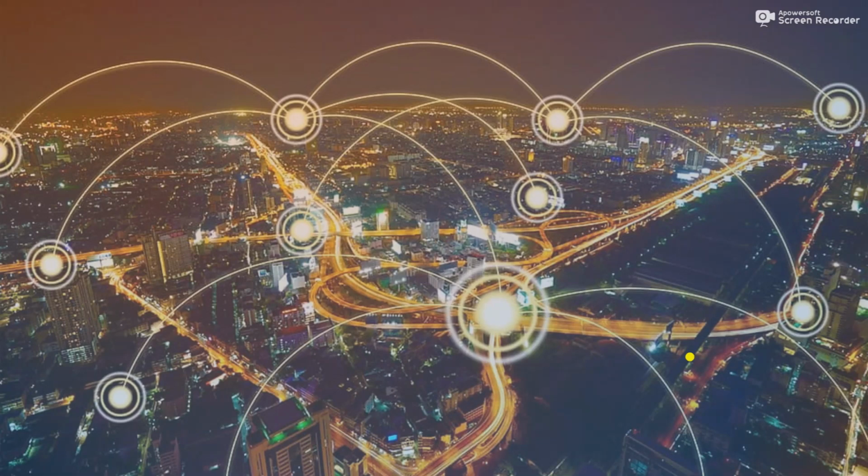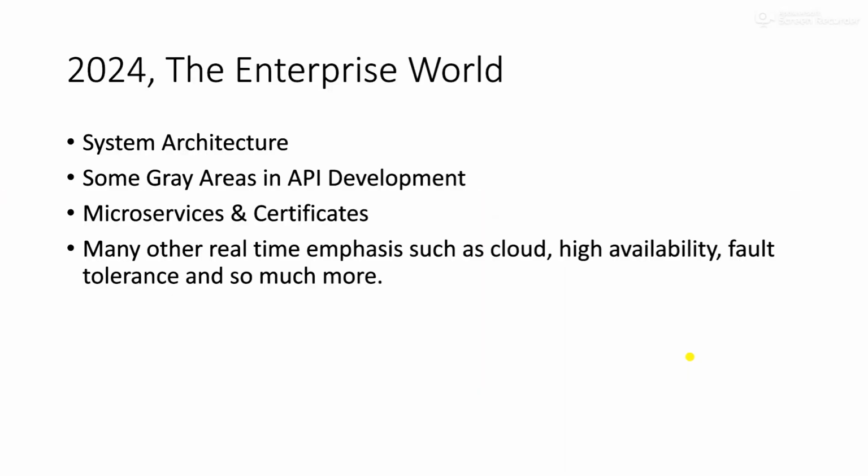So our solution will have to be deployed or released for a global impact, or it has to be consumed or used or serve so many customers, target groups, you name it. So this year's CodeFilms, we are looking at the enterprise world. In the enterprise world, we are looking at the big picture, and some of the topics that I want us to look at are system architecture. This is the first one. Then some gray areas in API development, microservices and certificates, and many other real-time emphases such as cloud, high availability, fault tolerance, and so much more.